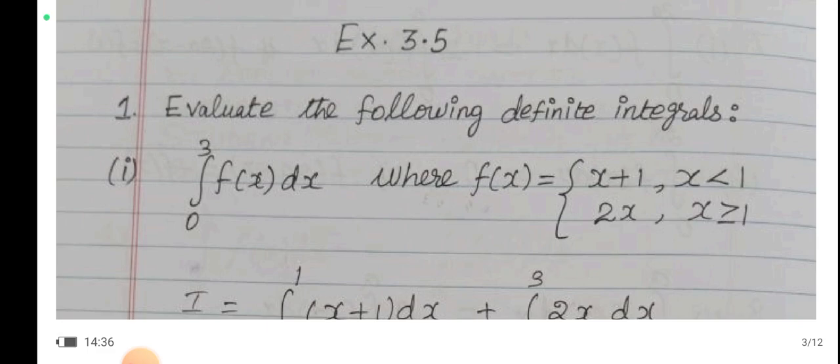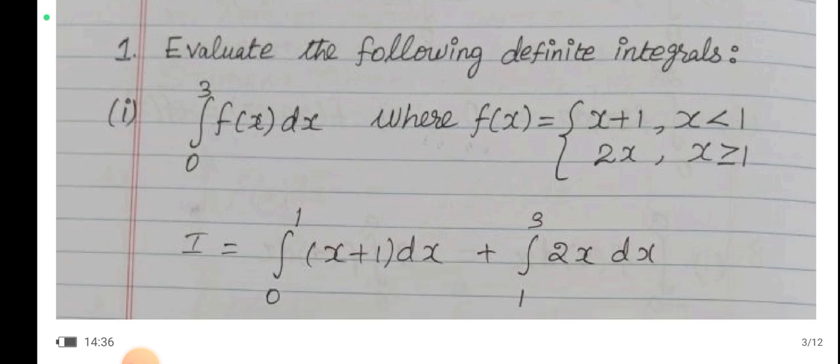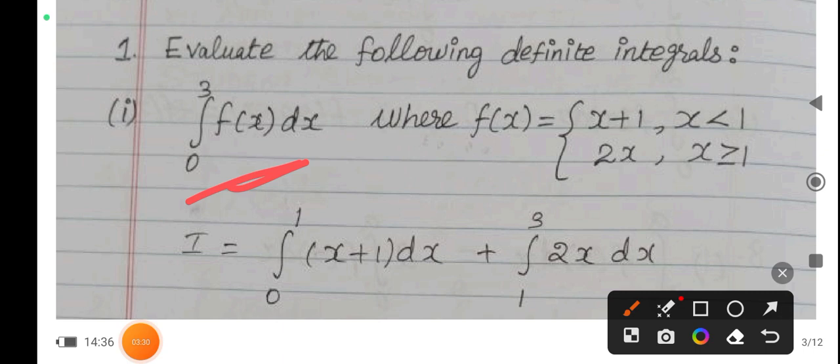So now we are doing the definite integral sums. Exercise 3.5. Evaluate the following definite integral. Integral 0 to 3 f of x dx. Directly what do we have to do? 0 to 3 f of x dx they said.